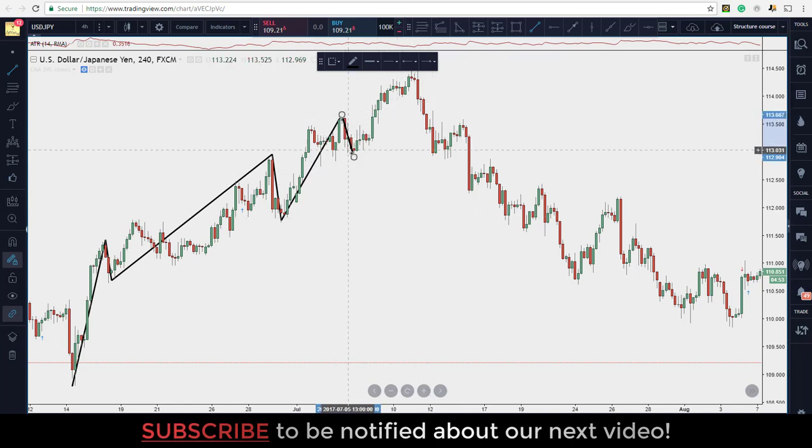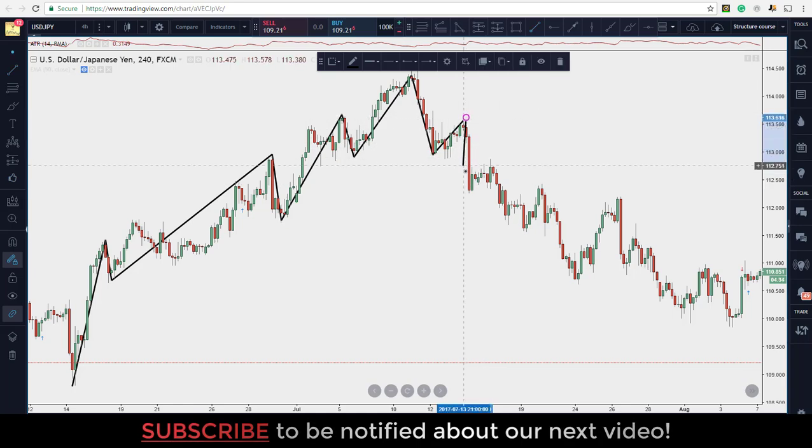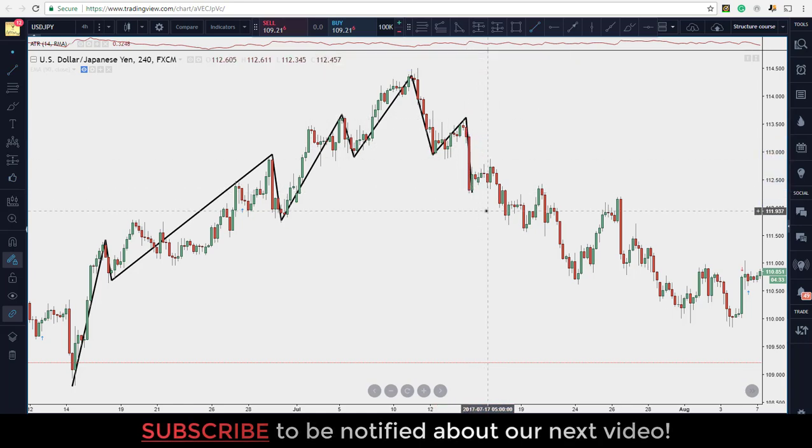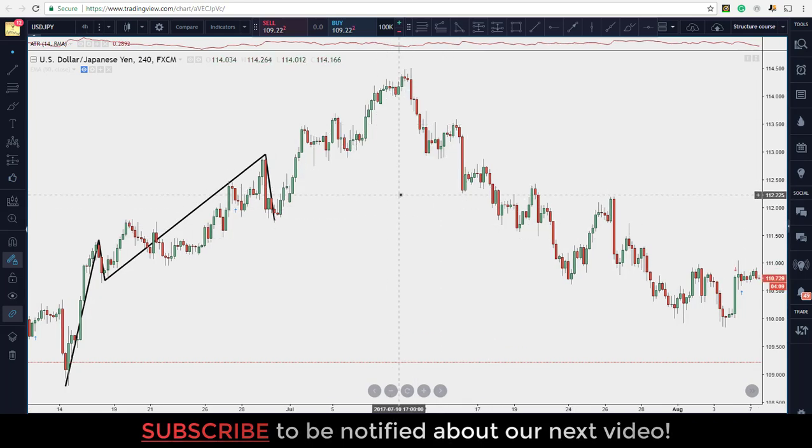This is the creation of our left shoulder. Then we have our head, finishing touches on our neckline, our right shoulder, and the breakout, guys. And that's about as good of a head and shoulders pattern as we're going to be able to find. So let's take a look at a few different ways we could have entered this specific pattern.